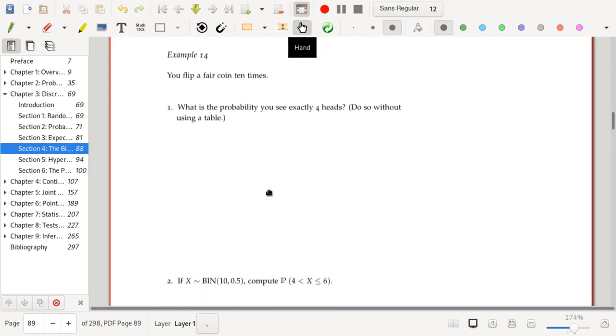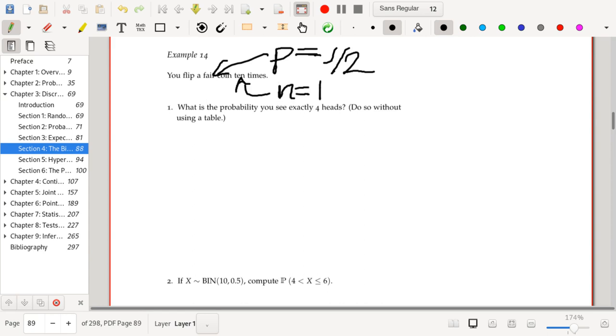Okay, moving on. You flip a fair coin 10 times. All right, so we should start filling out with numbers. You flip a fair coin 10 times, there's going to be a binomial random variable showing up. Fair coin suggests that the p parameter of this binomial random variable is going to be 1/2. Presumably what we're doing is counting the number of heads, and then the resulting random variable is binomial. The n parameter will be 10.